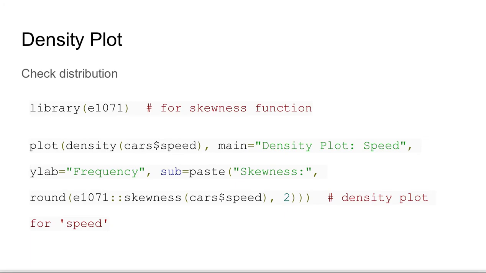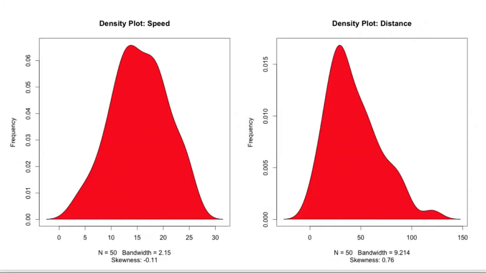We're gonna check the distribution as well. This is the R code, and this is the output. We can see the speed follows the normal distribution, and the distance is a little bit right skewed. However, it's not extremely right skewed, so I decided to use the original distance.